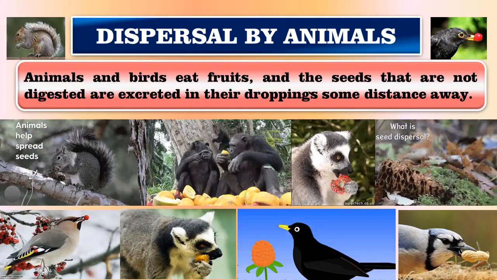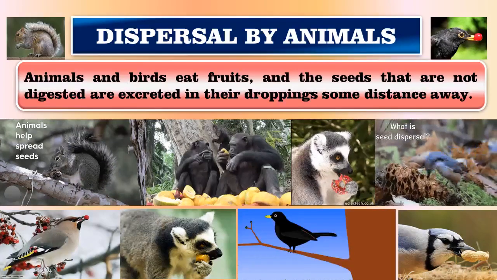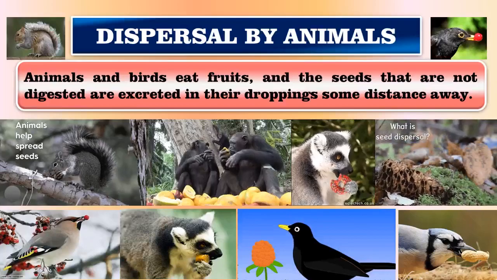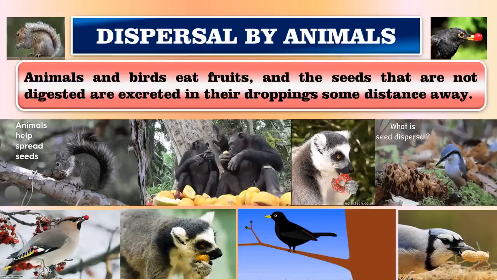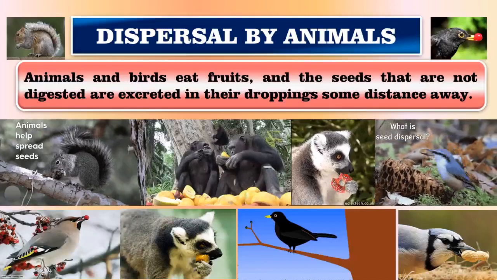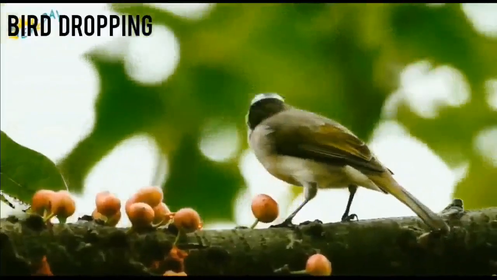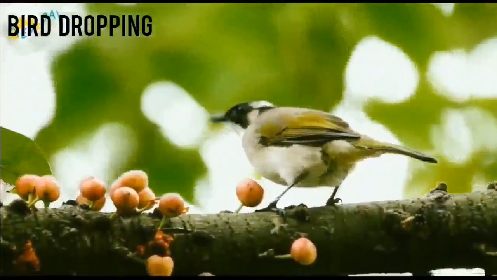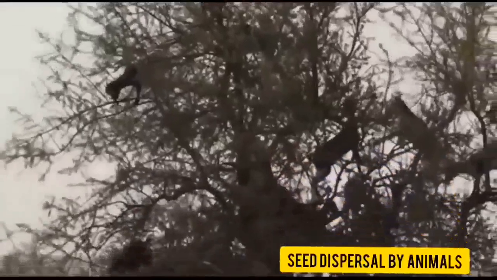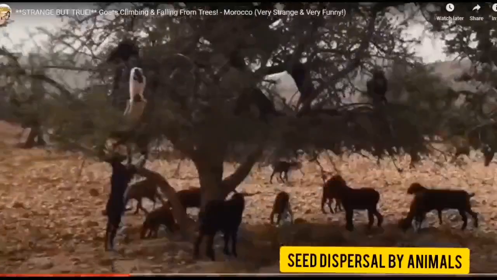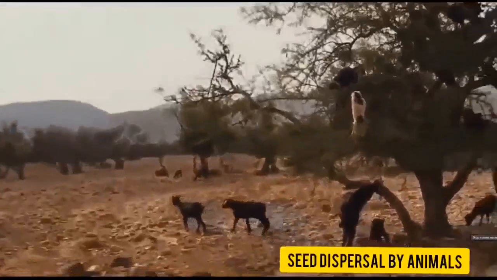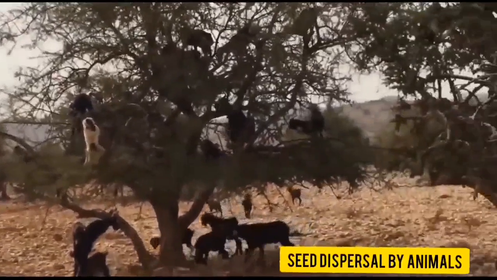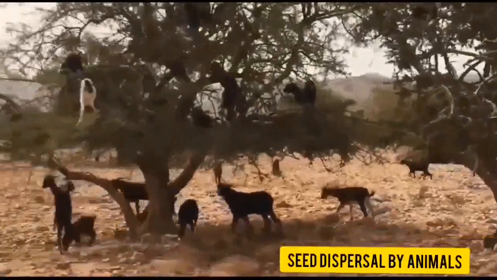There are some other ways also in which animals disperse seeds. Animals and birds eat fruits, and the seeds that are not digested are expelled in their droppings some distance away. Goats climb trees, eat the fruits, and then poop out the seeds. A seed can go through the goat's stomach and intestine and get out without damage and grow into a tree.